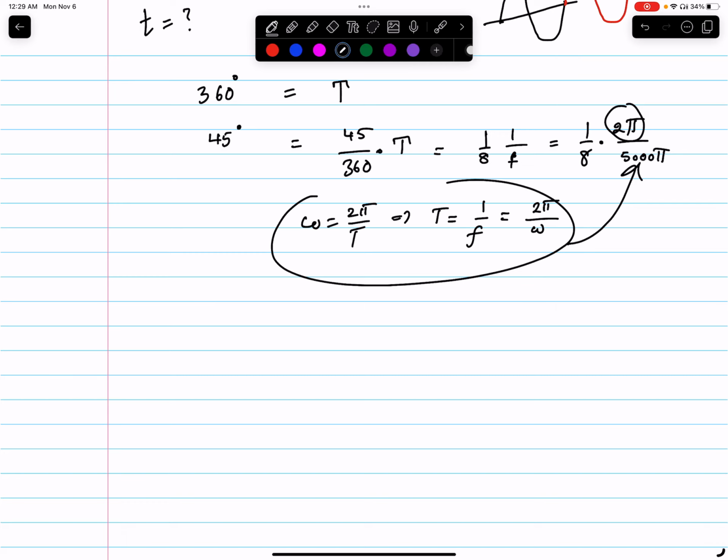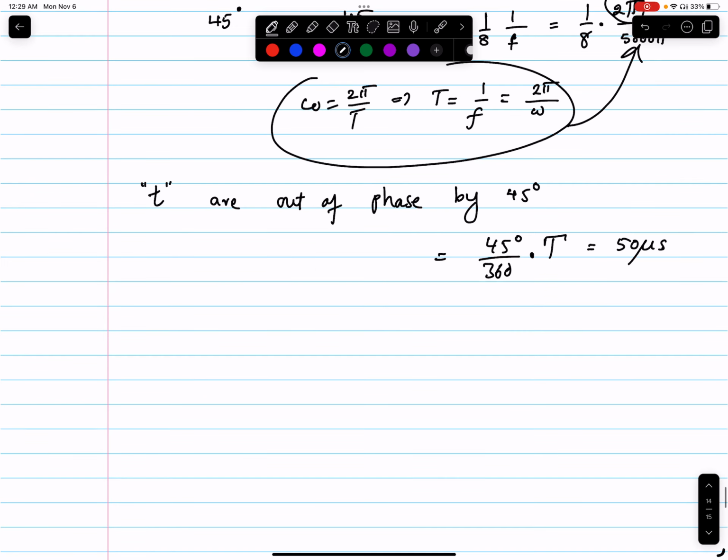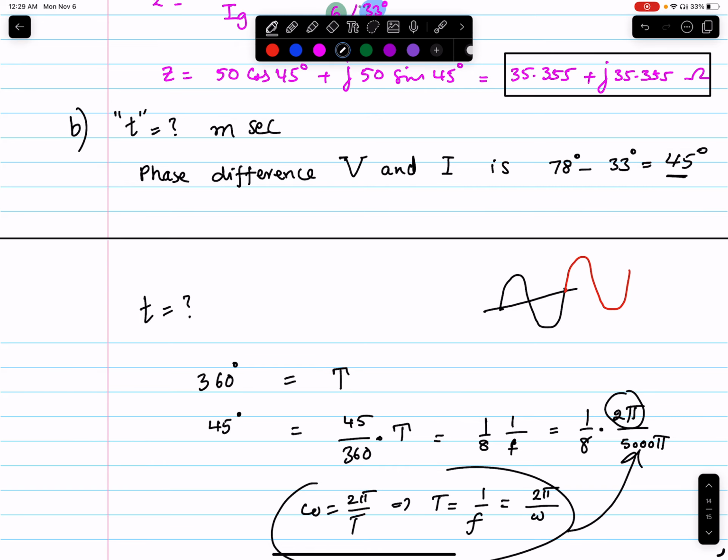So the time difference for which the voltage and current are out of phase by 45 degrees is 45 degrees over 360 times T, which is going to be 50 microseconds. So the voltage and current are out of phase by 50 microseconds.